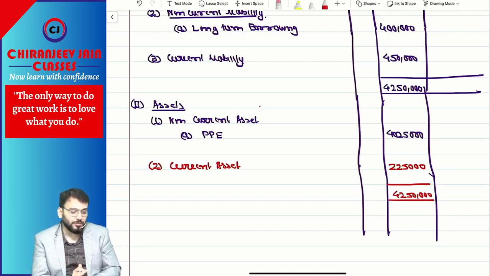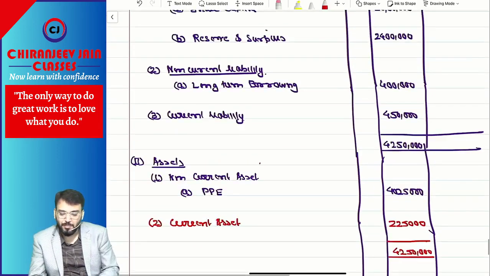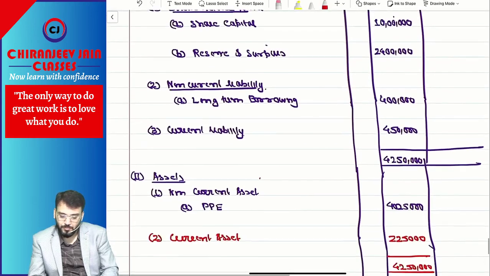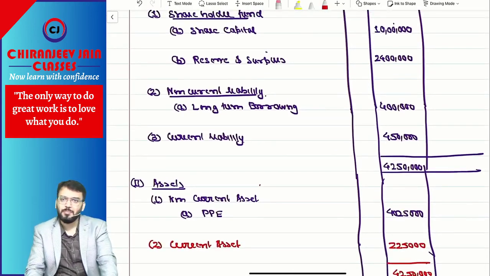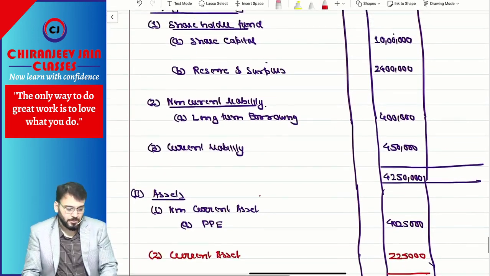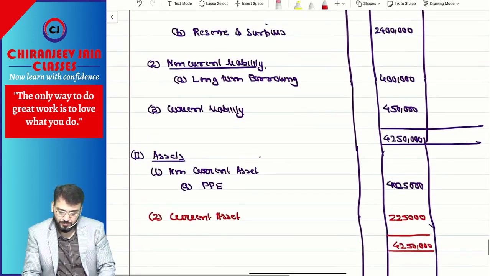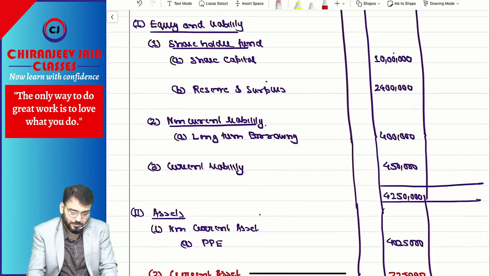Do B by your own. Give me only the amount. You can do that together also. But in exam, please prepare separate balance sheet. Total you are giving. Hey, tell me separately.